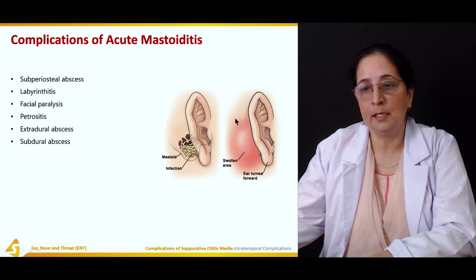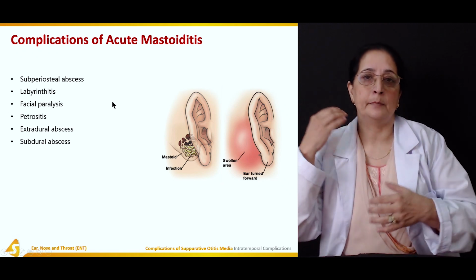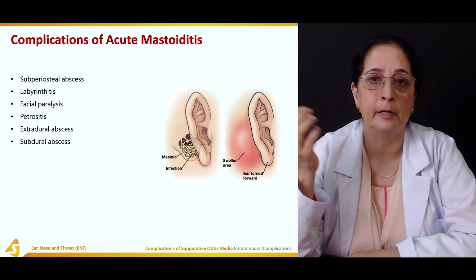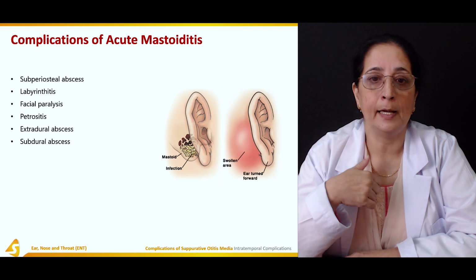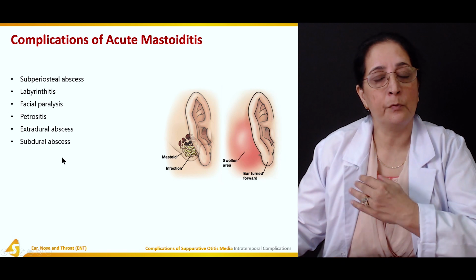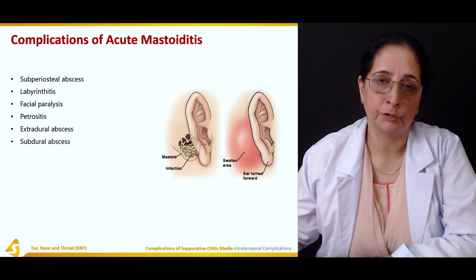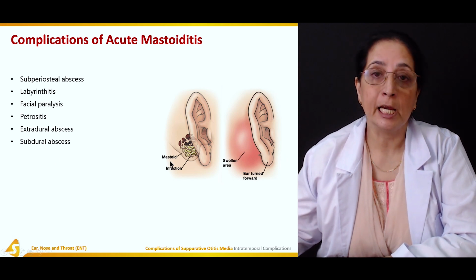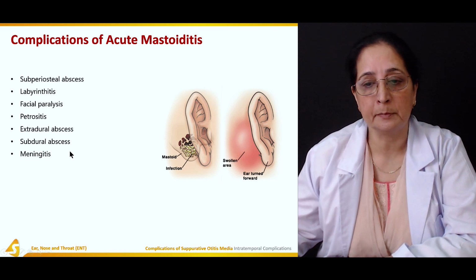You can see this is the area of the mastoid. When it is badly infected, it can lead to all these complications. Infection can spread when there is pus inside. It can spread to the different parts. It can cause subperiosteal abscess, facial paralysis, petrositis, extradural and subdural abscess when it reaches the meninges and the subdural or extradural area. Meningitis when it causes involvement of the meninges of the brain and spinal cord.